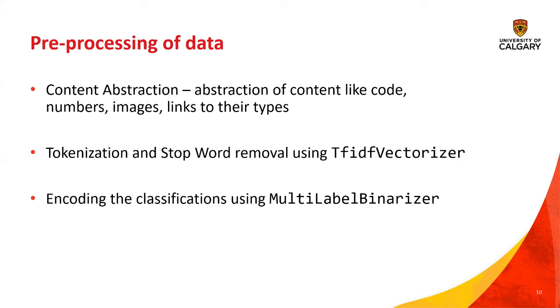In our feature matrix, we do two kinds of pre-processing: content abstraction and tokenization and stop word removal. In content abstraction, we replace some of the content like code snippets, numbers, images, and hyperlinks with their type. In tokenization and stop word removal, we tokenize the heading and body of README sections and remove stop words from them. In our target vector, we use multi-label binarizer to encode README sections 1 to 8, including the exclusion, into a matrix of zeros and ones.